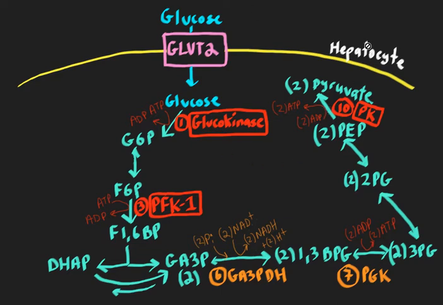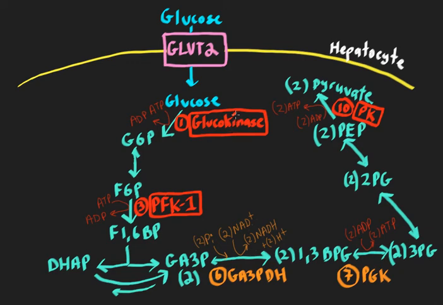So if we think about the well-fed state, here we have the liver, and glucose is going to be taken up through the glucose transporter 2 that's constitutively present. Now we've got glucose in the liver. The first step of glycolysis, which I've indicated with a 1 here, is the phosphorylation of glucose to form glucose 6-phosphate. Now, I have glucokinase written here because this is a special form of hexokinase that's found in the liver as well as the beta cell.